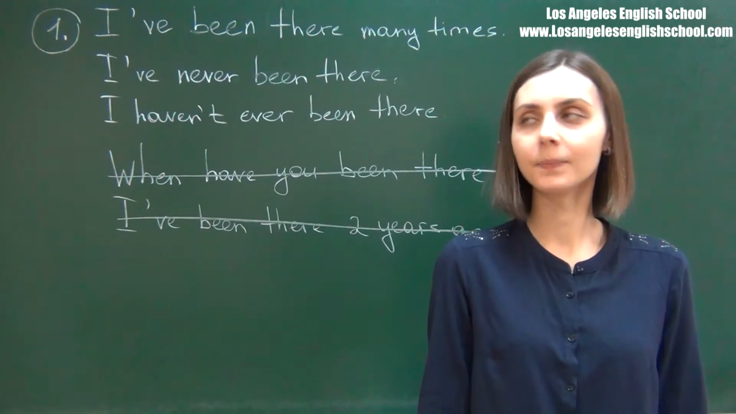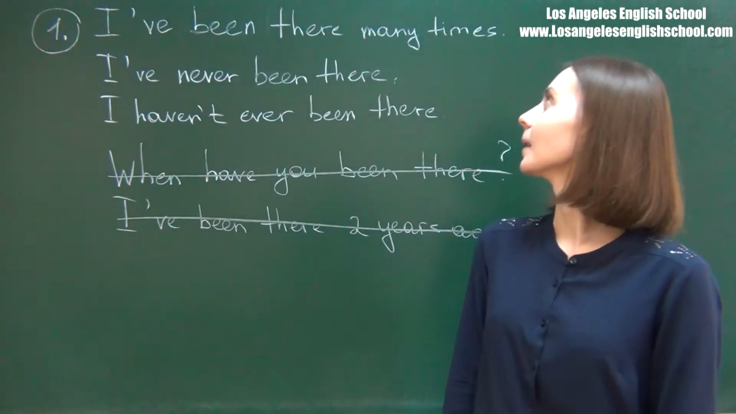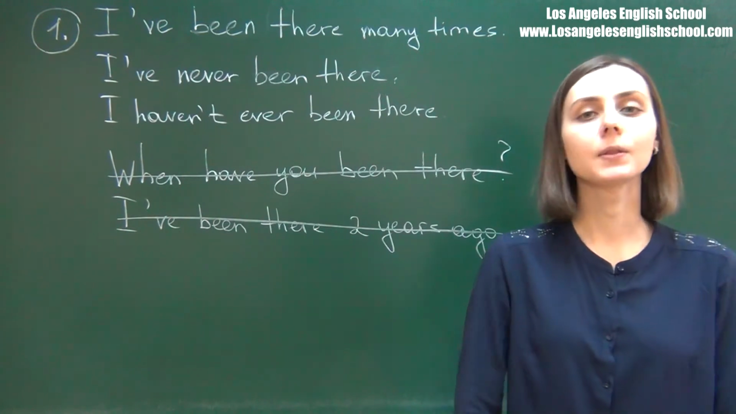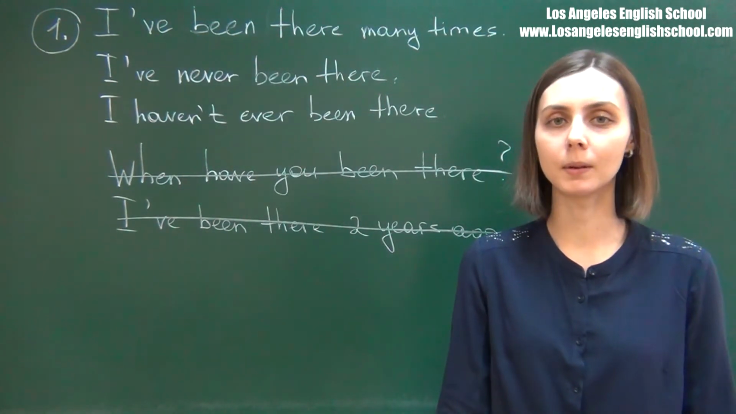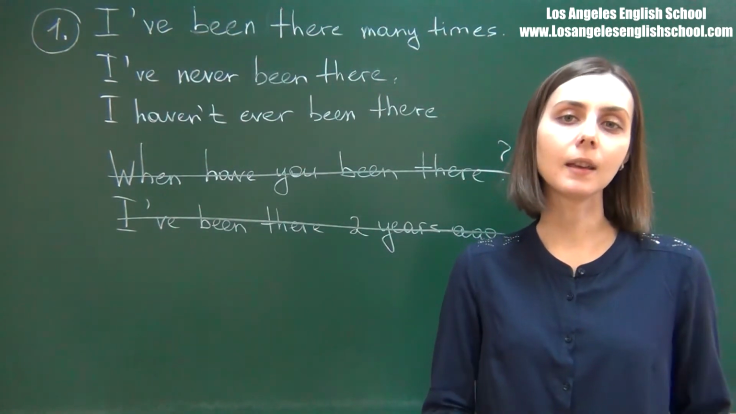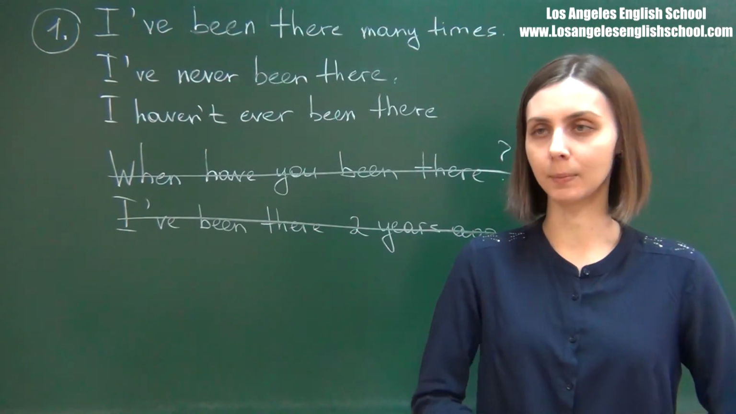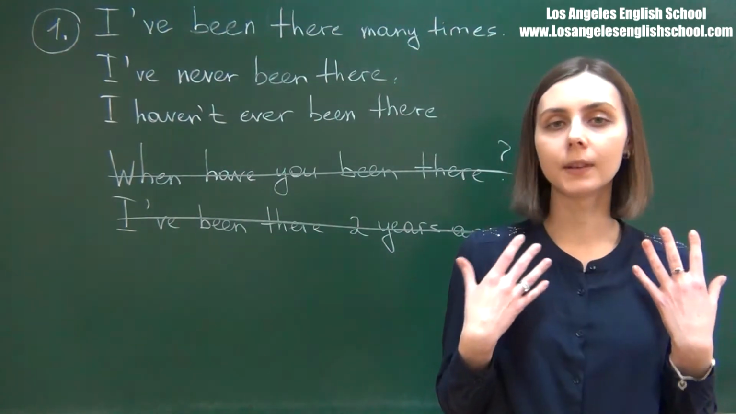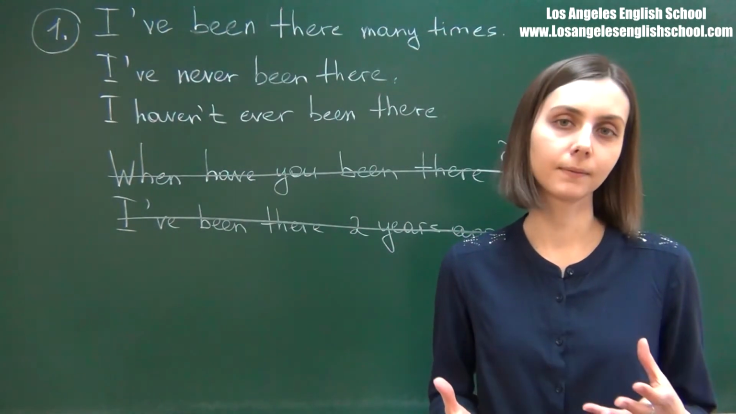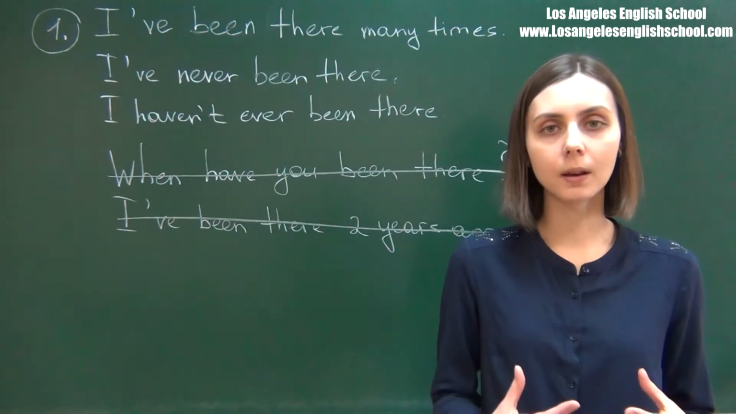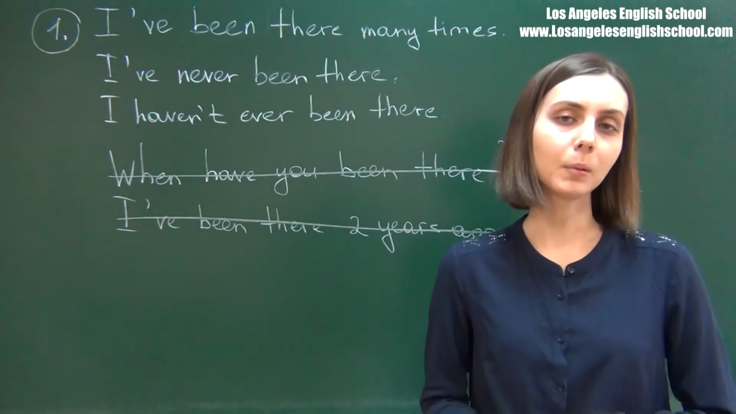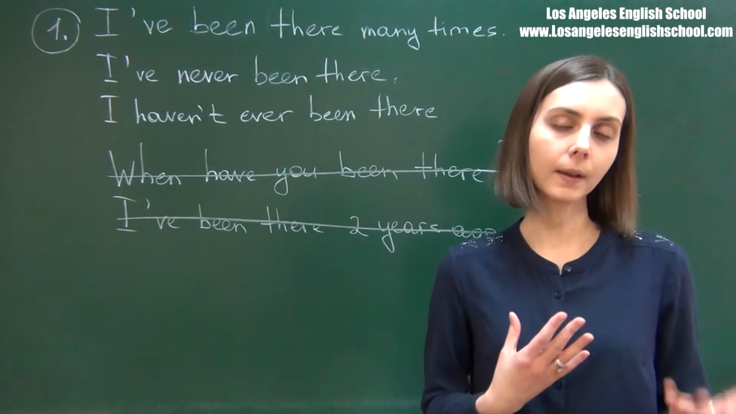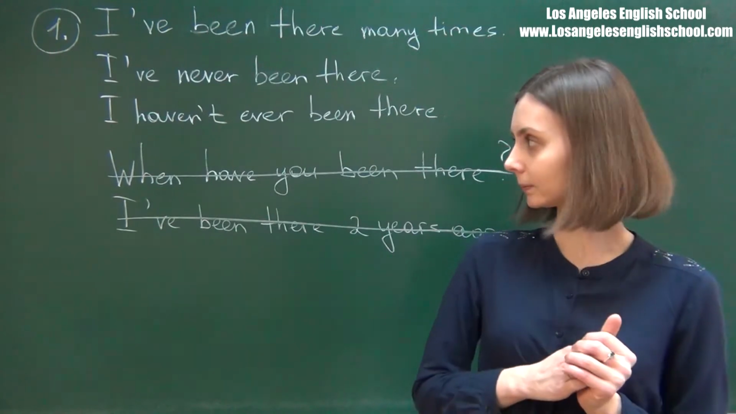For example, I've been there many times. So this action happened to somebody, but they don't say when exactly it happened. I've never been there. It means I've never been there in my life. So this is your experience of your life, but you don't show when this experience happened to you.